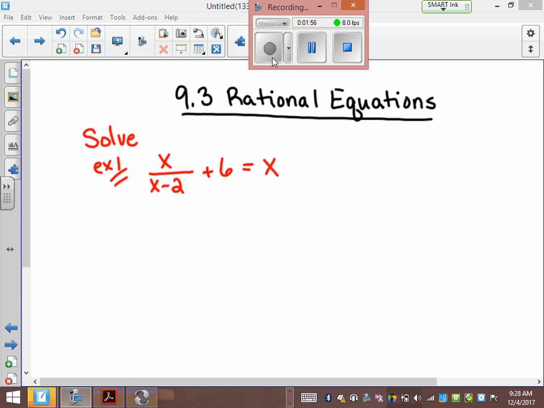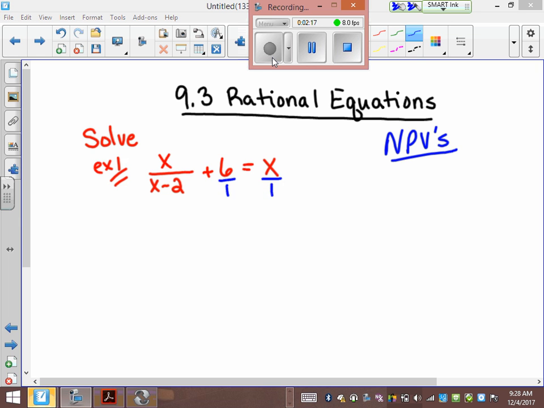The very first thing we have to do is state non-permissible values. That's going to come back to your head very quickly. Non-permissible values are the values that you can't have, the values that can't exist. And with rationals, they're the values that would make the denominator 0. Because we can't divide by 0, right? Nowhere in the world can we divide by 0. It's against the math rules, math laws. So this denominator is 1, this denominator is 1, this denominator is x minus 2. So what can't x be? 2. So if you wanted to, you could go x minus 2 can't equal 0. So x can't equal 2 when you solve it.